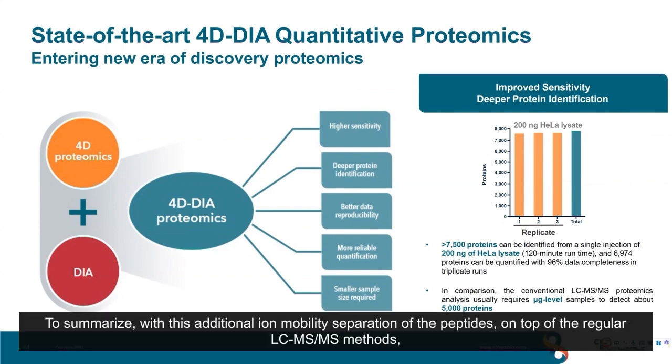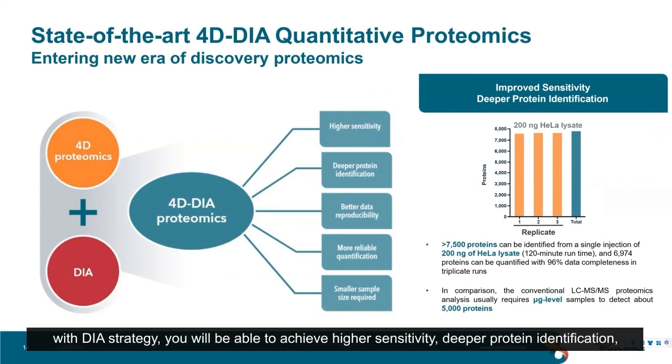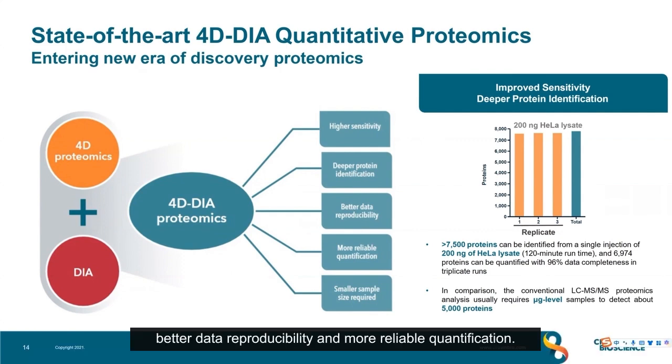To summarize, with this additional ion mobility separation of the peptides on top of the regular LC-MS methods, with the DIA strategy, we'll be able to achieve higher sensitivity, deeper protein identification, better data reproducibility, and more reliable quantification.